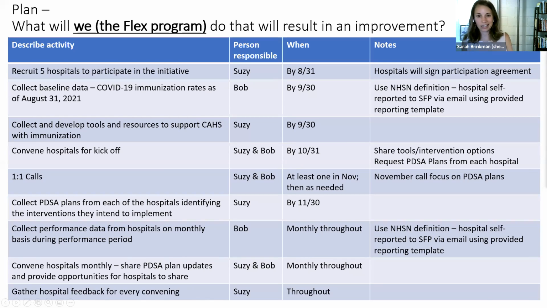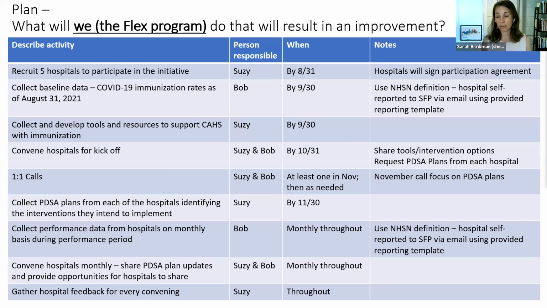So from there, we take the answers to those questions and put them into a plan format. This will look familiar. This is exactly the same plan example that's provided in the template. So what will we, the flex program, do that will result in an improvement? This is high level. It's not entirely comprehensive, but this is the type of thing that we're looking for from you all. So we're going to recruit 5 hospitals to participate in the initiative. Susie's responsible for that. We need to have them on board by August 31st.